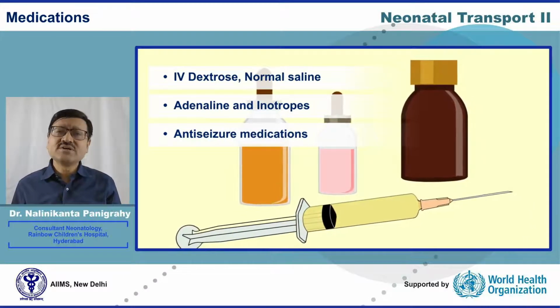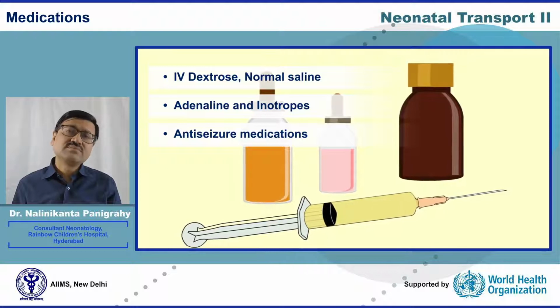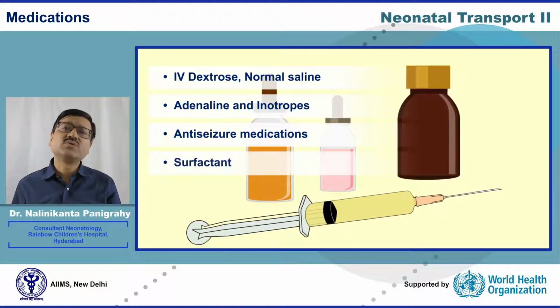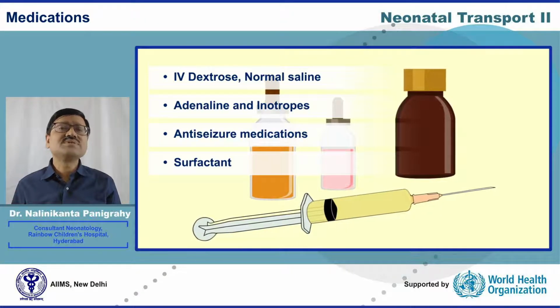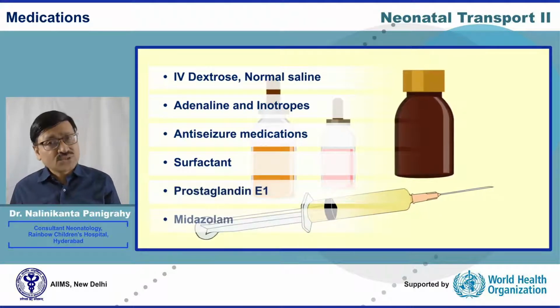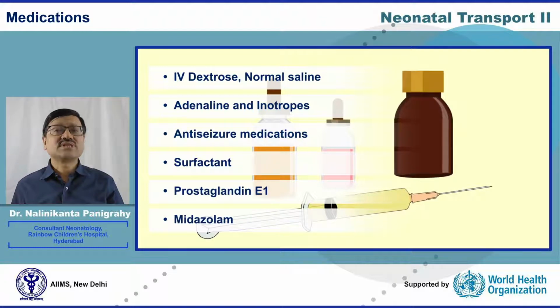And when we are transferring extreme preterm babies, during the ventilation, if you feel surfactant is required, we should carry surfactant. And for critical congenital heart disease babies, we should always carry prostaglandin E1 along with us to start whenever the transport starts.